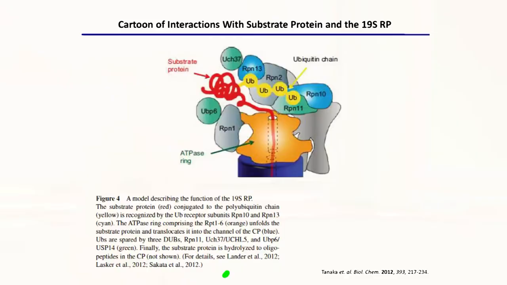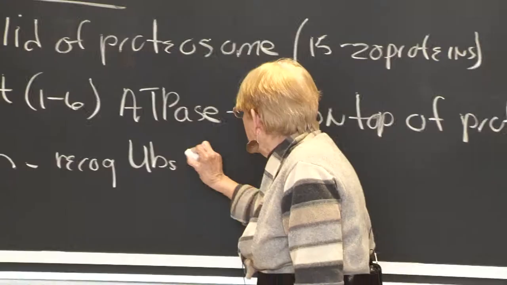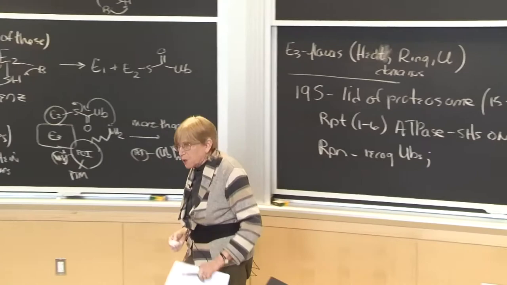Okay, and people are starting to get cryo-EM pictures of all of this. This is a paper in 2012. Here's the protein of interest. Here is the AAA type ATPase system that needs to unfold the protein of interest and thread it into the chamber of doom. And you have binding sites for the polyubiquitin tail. Okay, so that's one thing you need to do with your lid proteins.